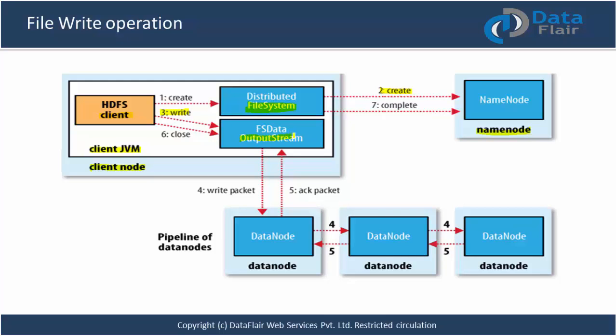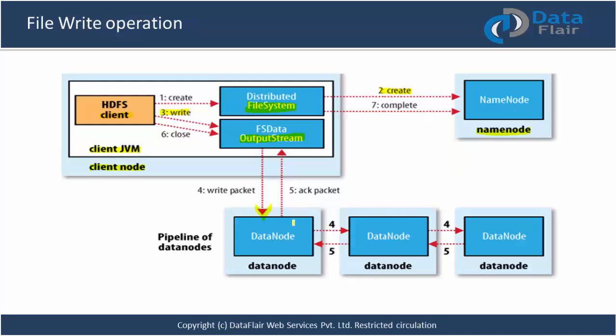Guys, for reading we had an input stream. For writing, we have an output stream. So here we have FS data output stream, which will start writing the packets directly on the data node. So guys, the data write pipeline would be the same as what we discussed.